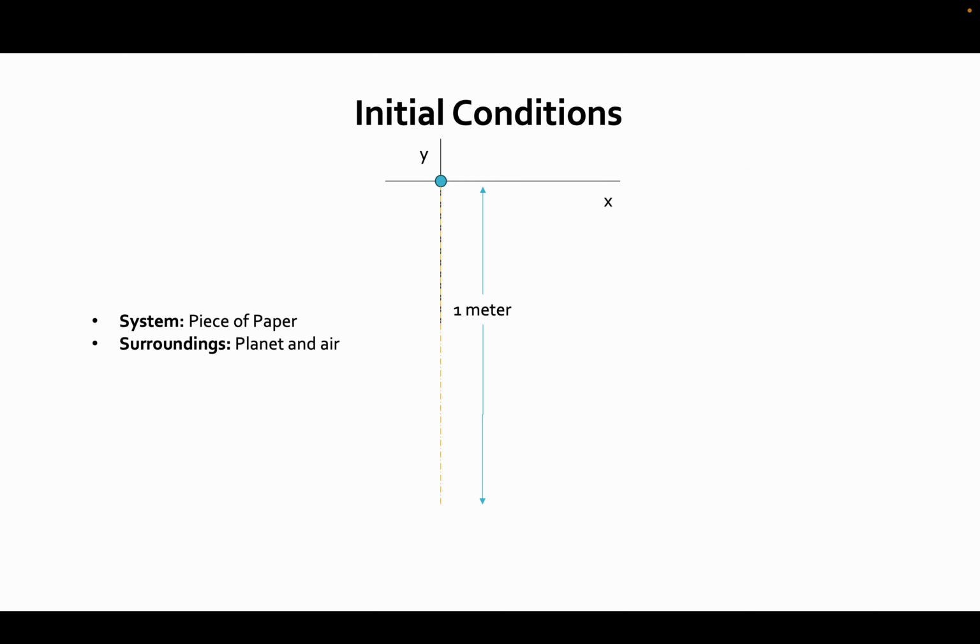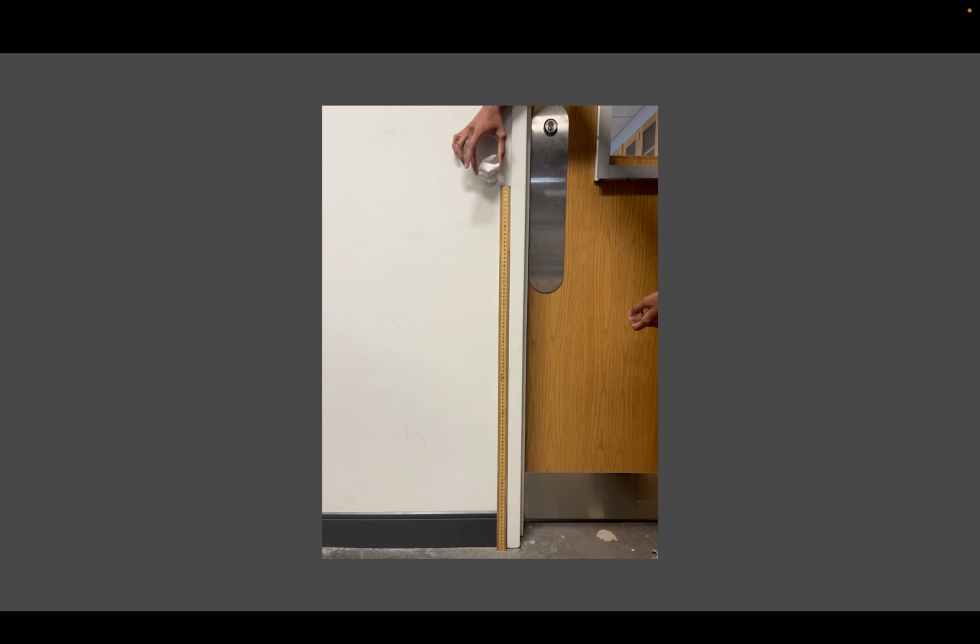In this experiment, the system was a crumpled up piece of paper, and the surroundings are the earth and air. The initial conditions for this experiment was my object at rest approximately 1 meter off the ground in the positive y direction. For the actual experiment, I took a crumpled up piece of paper and dropped it from 1 meter off the ground, as shown now.